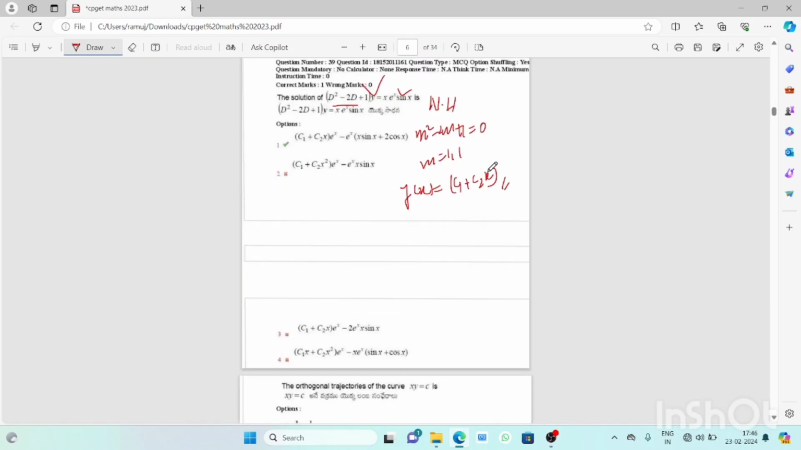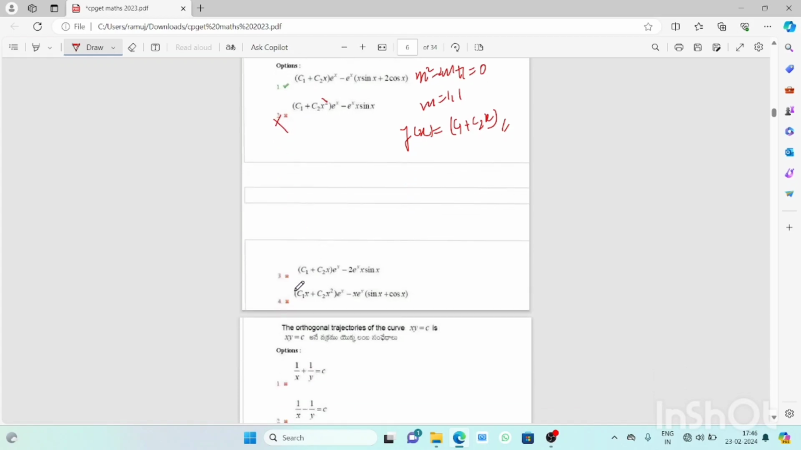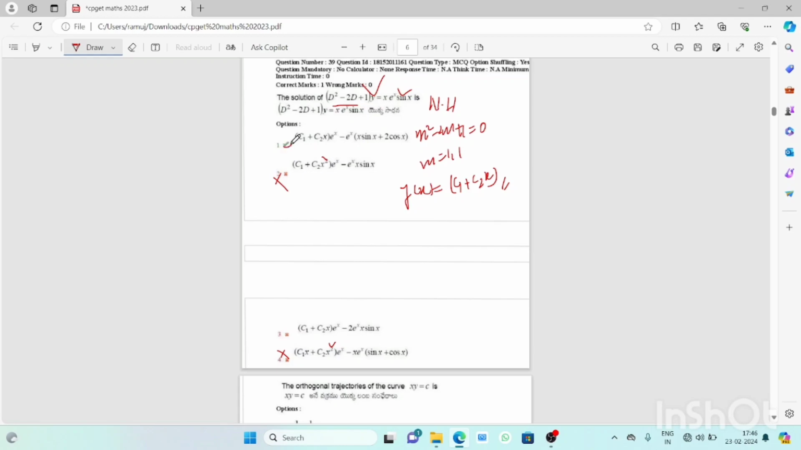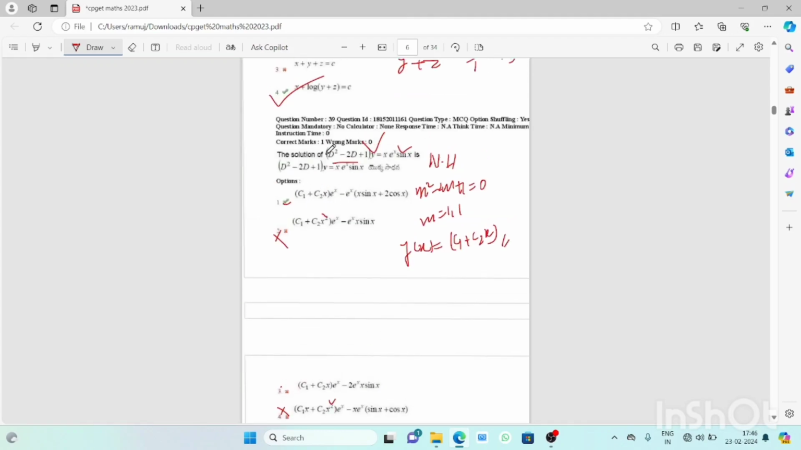From this we can see that here x square is there, so we can discard this option, and here x square is there, so we can discard this option. The answer is either 1 or 3. So without finding the particular integral, we can discard two options. If you find the particular integral by using the methods of finding the particular integral, you get option 1 as the correct one.